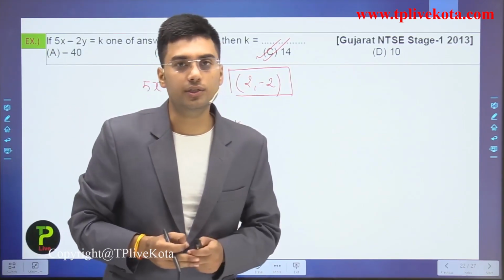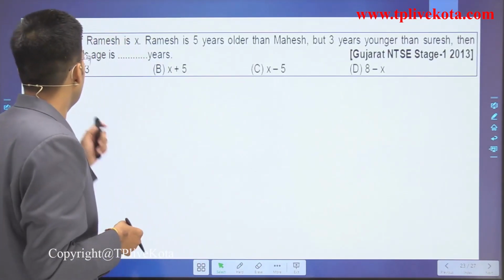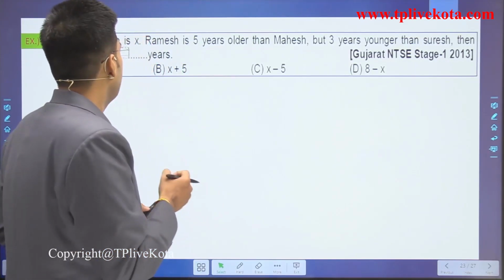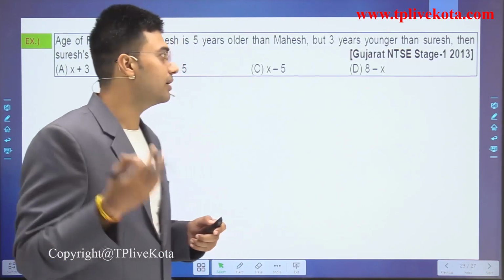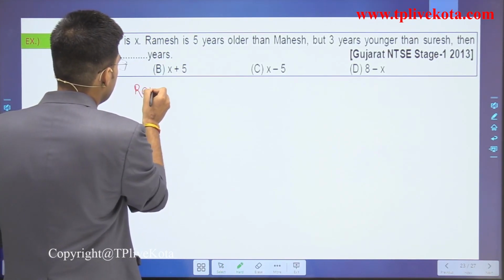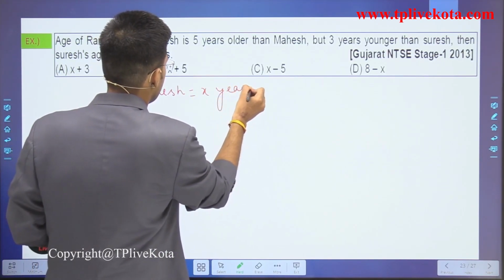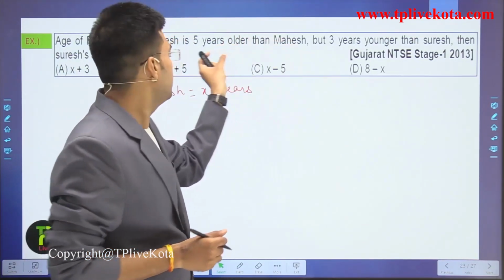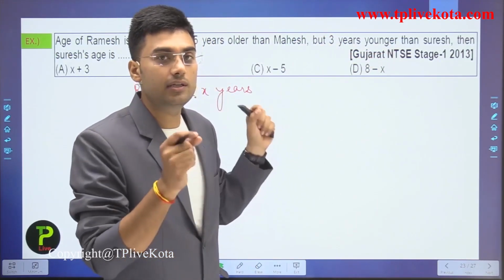So after this question, let's move to the next question, and the next question is: the age of Ramesh is x. Ramesh is 5 years older than Mahesh. So the age of Ramesh is what? The age of Ramesh is x years. Okay, and Ramesh is 5 years older than Mahesh, but 3 years younger than Suresh.